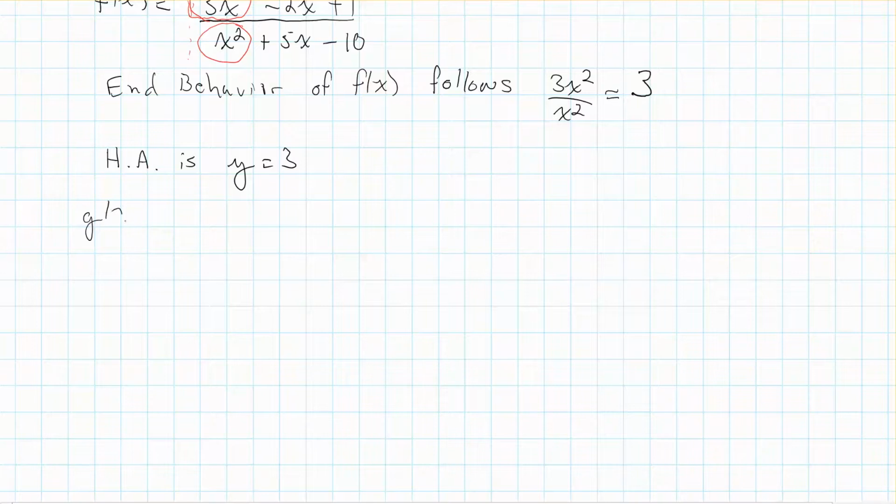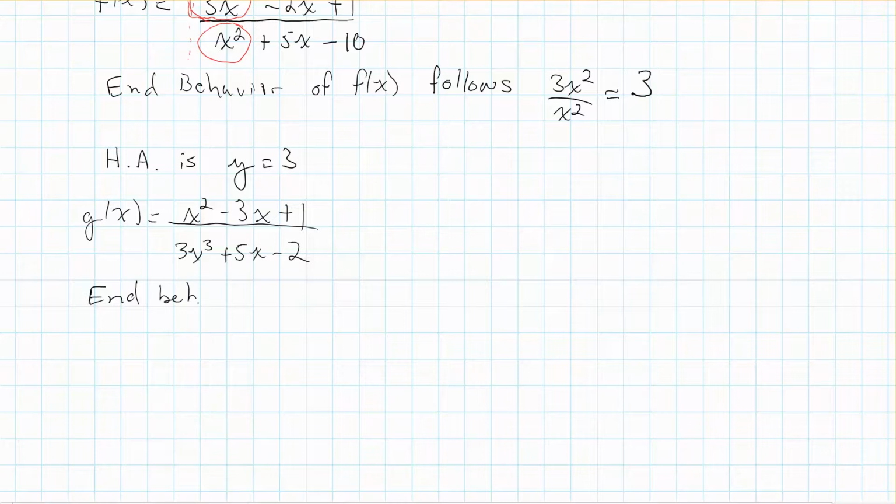So let's look at g of x equals x squared minus 3x plus 1 over 3x cubed plus 5x minus 2. So the end behavior follows, well, you need the lead term in the numerator and the lead term in the denominator. Lead term in my numerator is x squared. Lead term in the denominator is 3x cubed. Now, lead term doesn't necessarily mean first. It's the highest degree term.